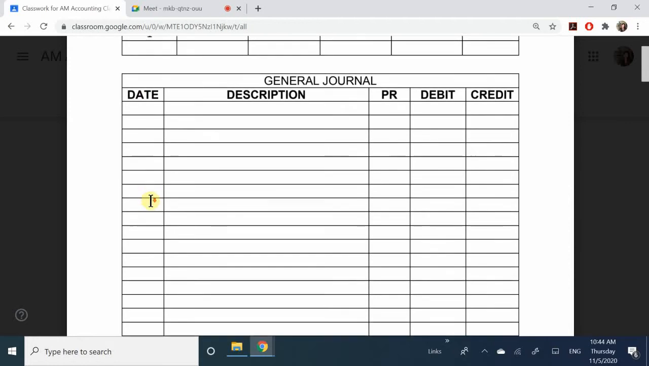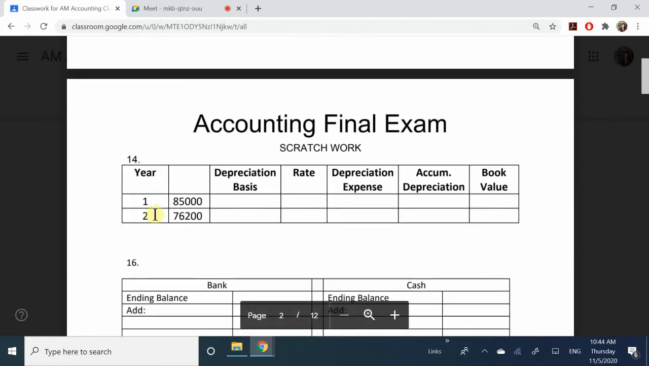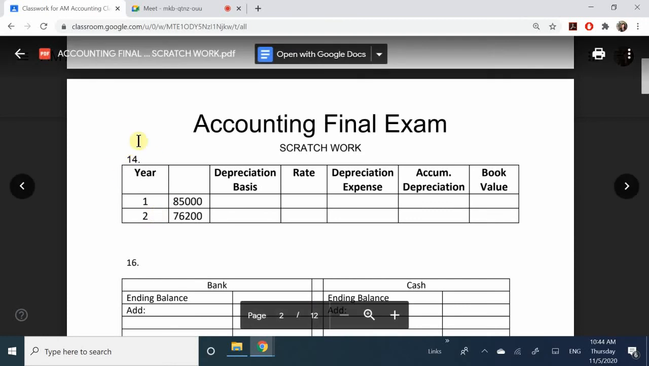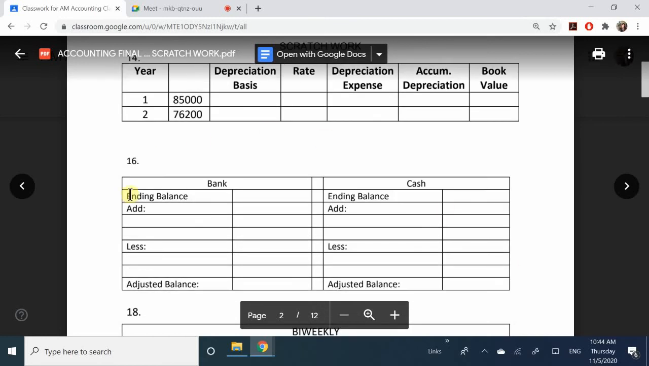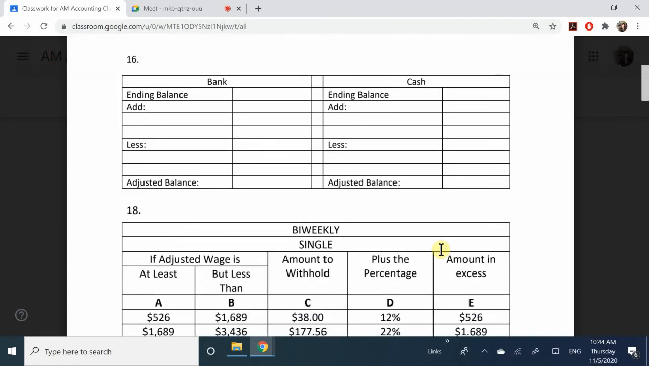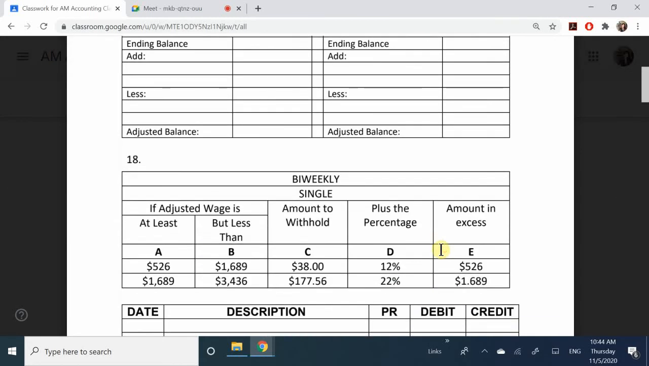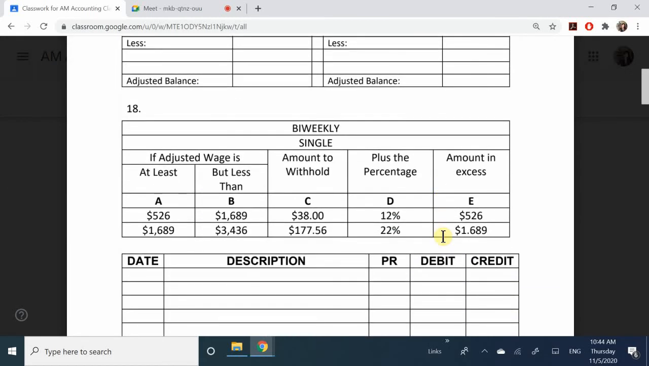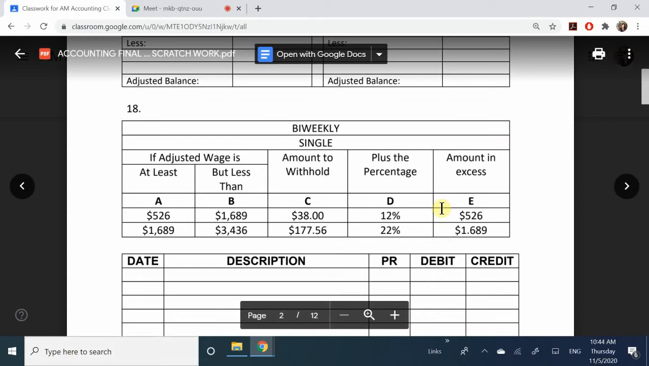I've also got your general journal here, so you could do your minor notes, whatever you want to do. Number 14 is going to be another depreciation, except it's units of production. Make sure you know how to do that. Number 16 is going to be your bank reconciliation. Number 18 is going to be calculating a person's income taxes. Here I provided the table for you.